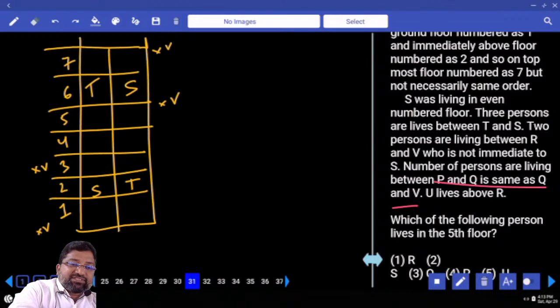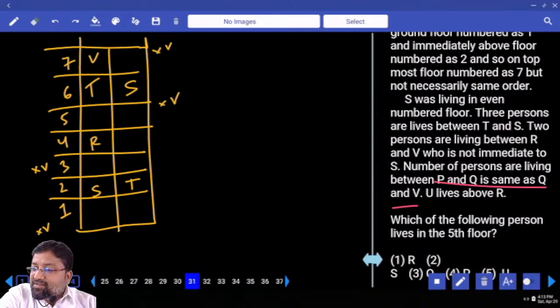Shall I go for V in the 7th floor? Then this will be what? Right? Because 2 persons are living between V and R. Now what should be my next point? Where should I go for Q? U lives above R. But P and Q is same as Q and V. Is it working or not?